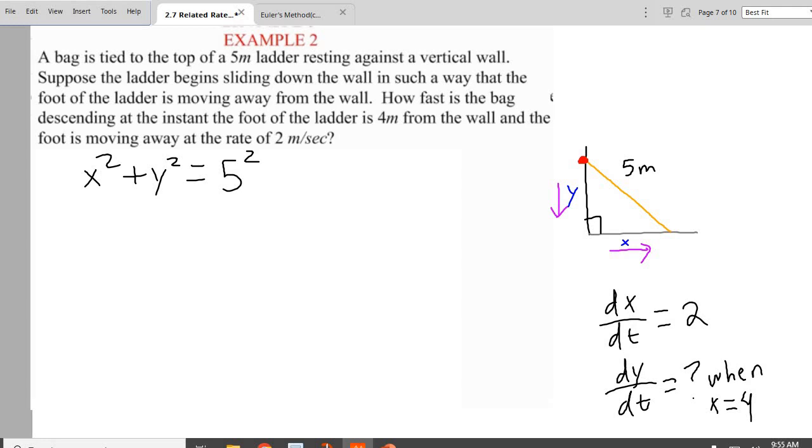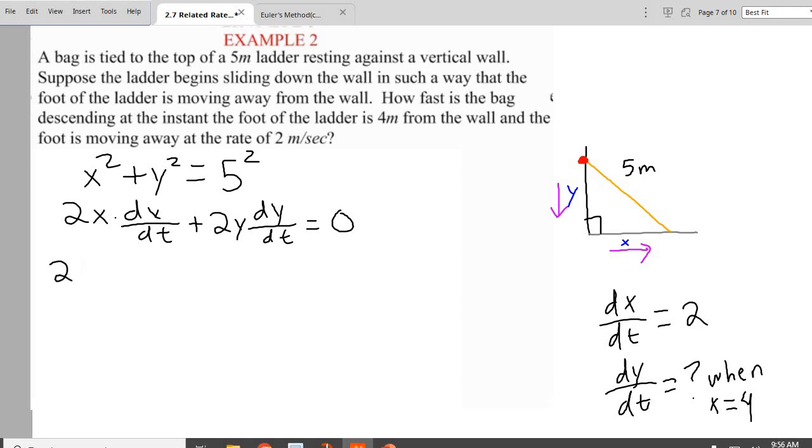So, speaking of derivatives, can I take the derivative of this? Yeah. What's the derivative of x squared? 2x. Well then what do we need to do though? Yeah, dx/dt. What's our derivative of y squared? 2y dy/dt. And what's our derivative of 5 squared? 0. Okay? And again, at the end of the day, what are we solving for? dy/dt. So we need to be able to put something in for everything else.